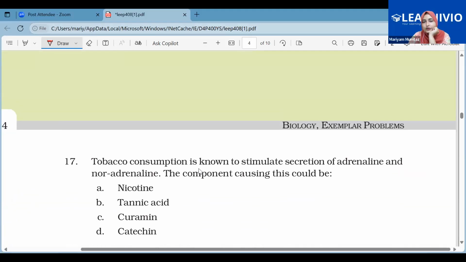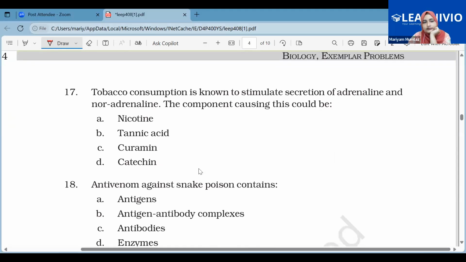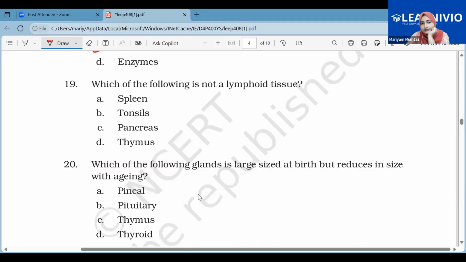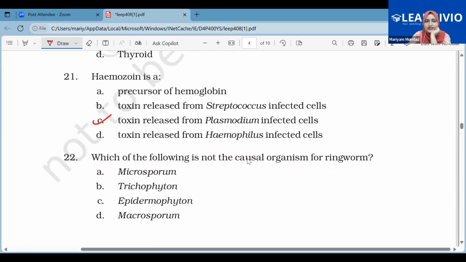Tobacco consumption is known to stimulate secretion of adrenaline and noradrenaline. The component which causes this is A. Nicotine. Antivenom against snake poison contains which type of the following? C. Right. Which of the following is not a lymphoid tissue? C. Right. Which of the following glands is large in size but reduces? C. Very good. Hemozoin is a? C. Toxin. Very good. All of the answers are the same.